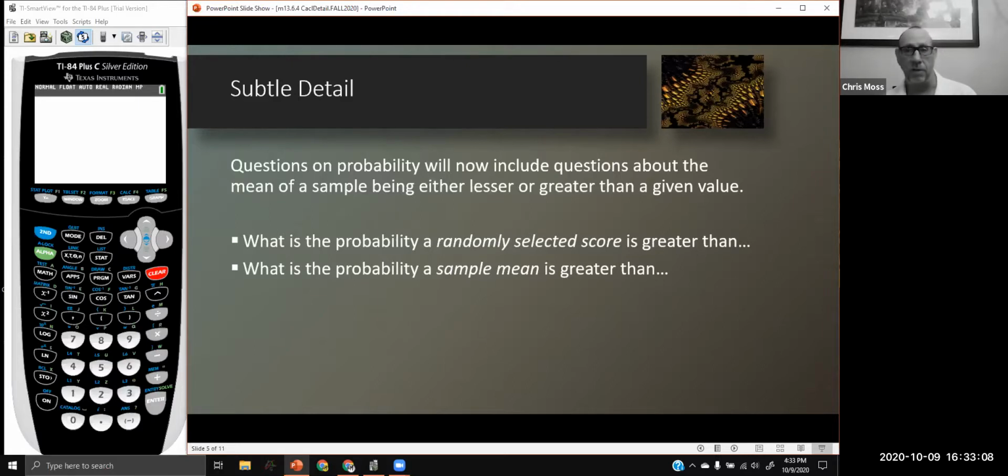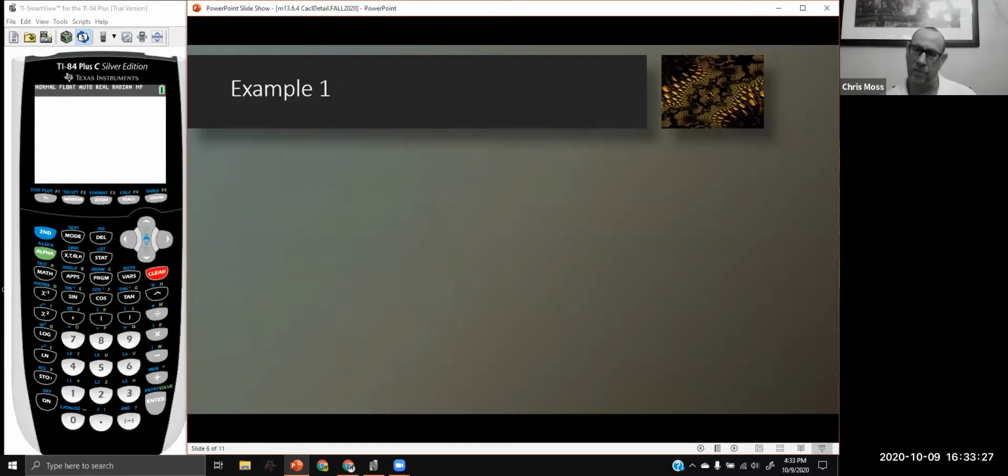A randomly selected score, that probability, or the probability that a sample mean, a whole group of objects, has a mean that is greater than a given score. Now, let's take a look at our first example.